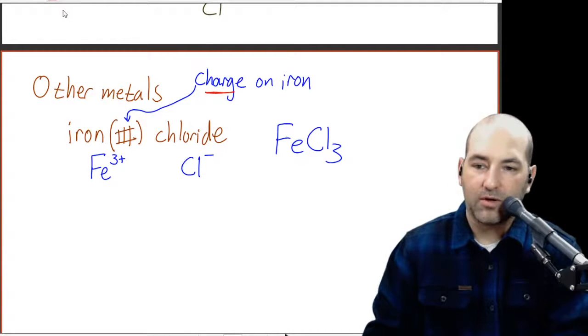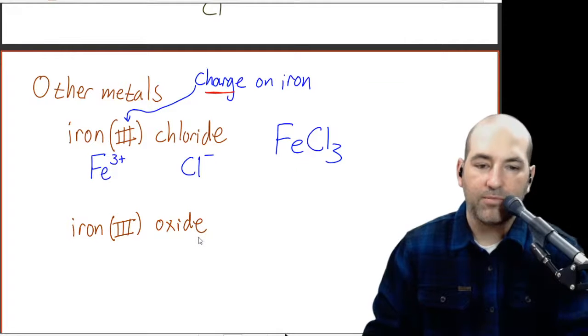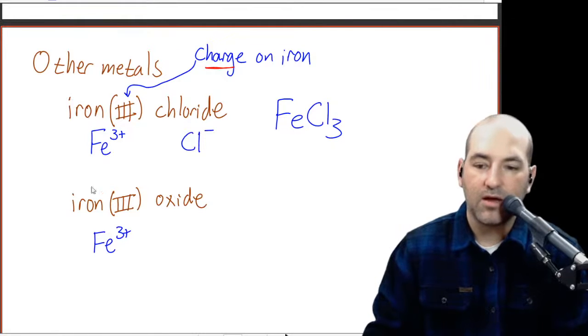rust, like when your car rusts, rust is iron 3 oxide. Let's put that formula together in the same way. Iron 3 is still Fe3+. So anytime we see iron 3, that's iron Fe3+. If there were a different Roman numeral in here like 2, then we'd say 2+. And then we get oxide from our periodic table just as we did before, O2-.